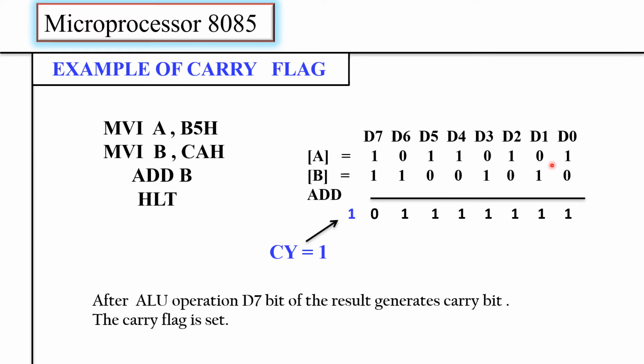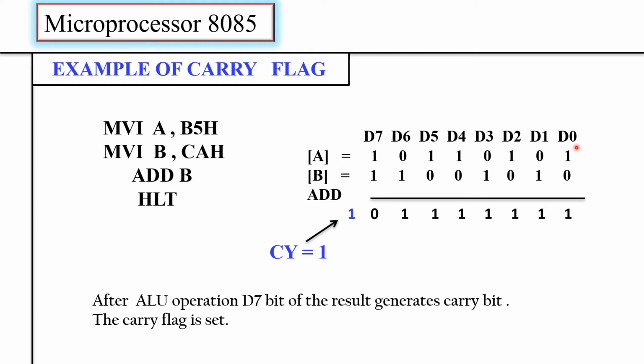50101. Register B contains the data CA. C in decimal is 12, so in binary C is represented by 1100. A is 10 in decimal and in binary it is 1010. So we have done a lot of revision on hexadecimal to binary and decimal number systems.